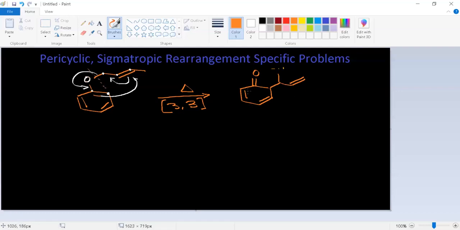You should remember that enones can tautomerize very easily into enols if the enol is part of a benzene ring. So in this case, if we did tautomerize, we'd be left with a phenol derivative, which is more stable and will actually be our product. So here is the phenol, and then just attach the part that we actually moved, and that'd be our product.